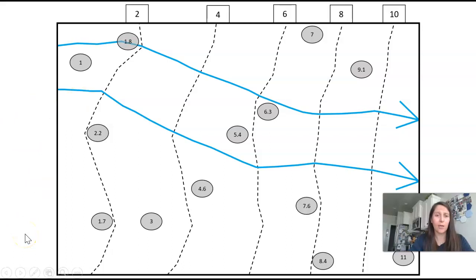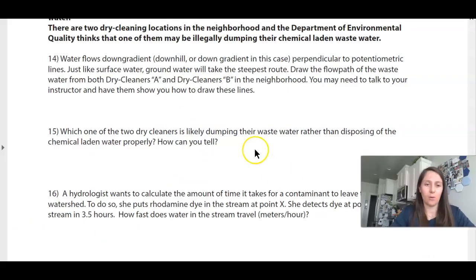If it's not clear, again, there are plenty of examples online, but you can also use my office hours or my help session time to ask me those questions. All right. So again, after you have drawn the flow path of the wastewater from both dry cleaner A and dry cleaner B in the neighborhood, you may need to talk to your instructor. So that is what you have done in question 14.